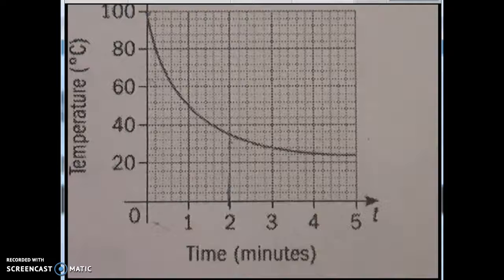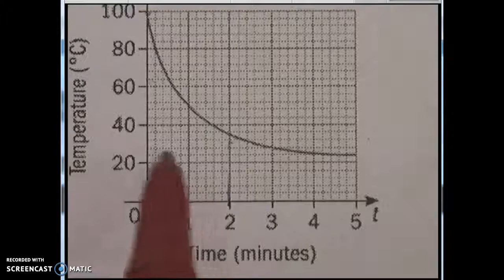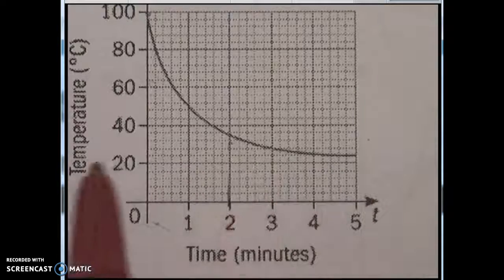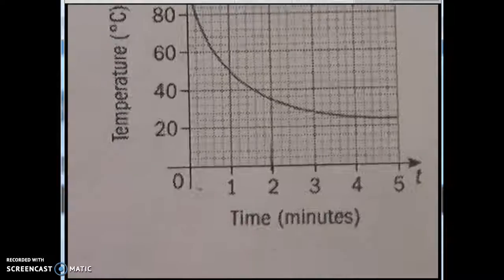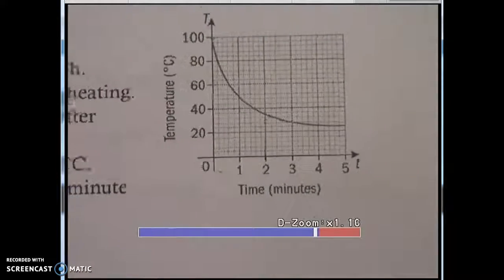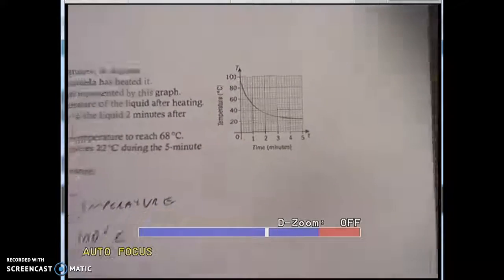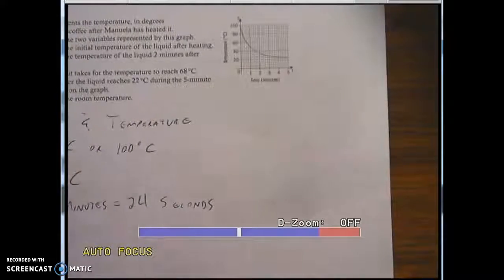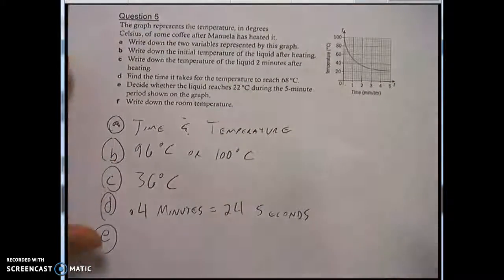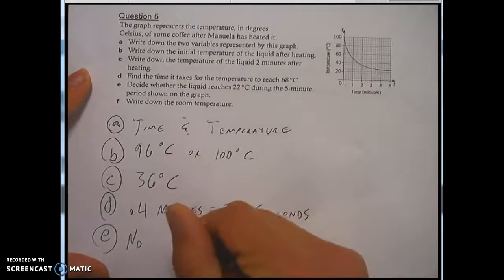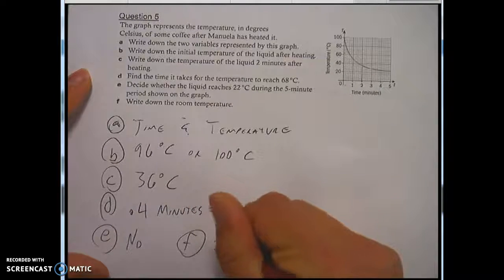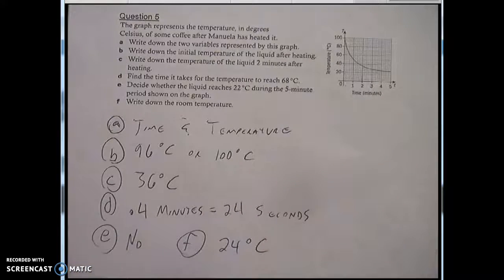And while I'm sitting here, might as well answer F as well. Write down the room temperature. Well, the room temperature is just this horizontal asymptote right here, which is 24. So this thing is going to approach 24 degrees Celsius, but it'll never get below 24 degrees, because every exponential function has a horizontal asymptote. So for E, the answer is no, it doesn't get there. The room temperature then is 24 degrees Celsius.